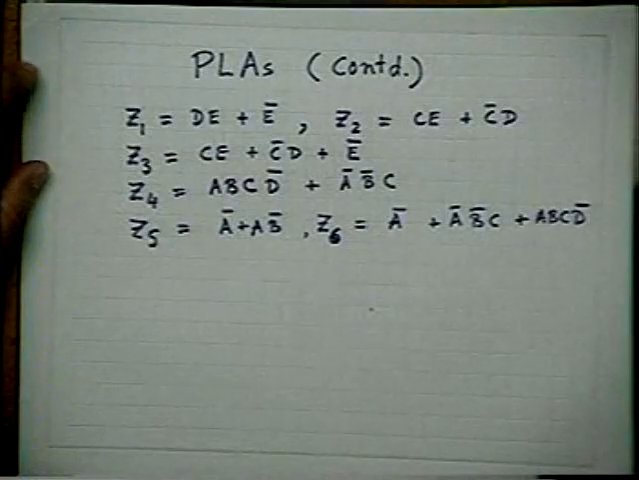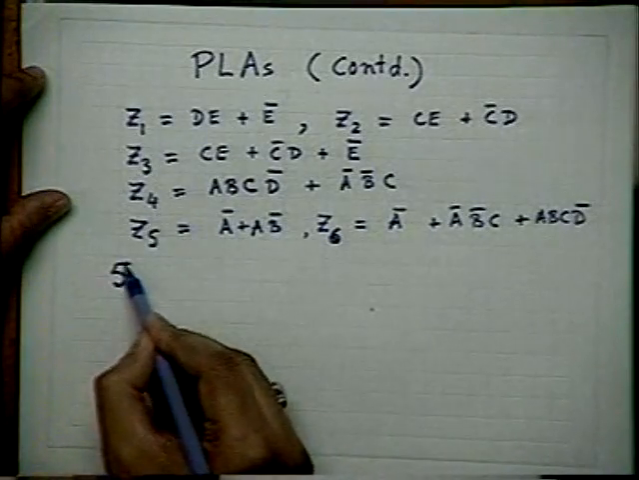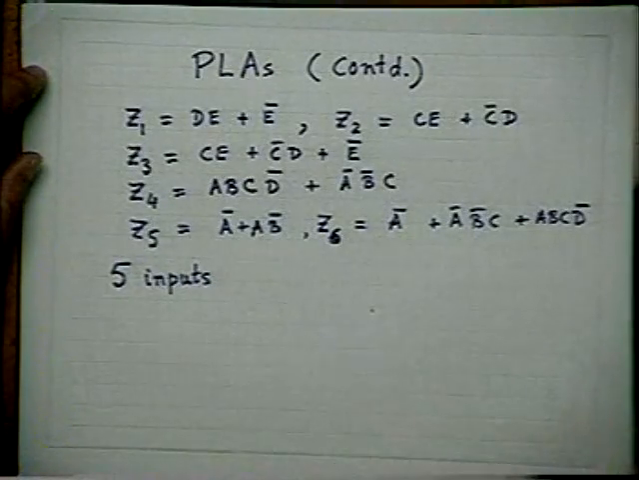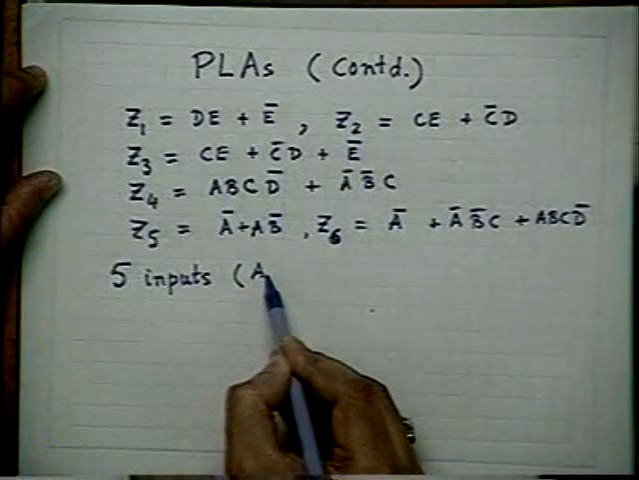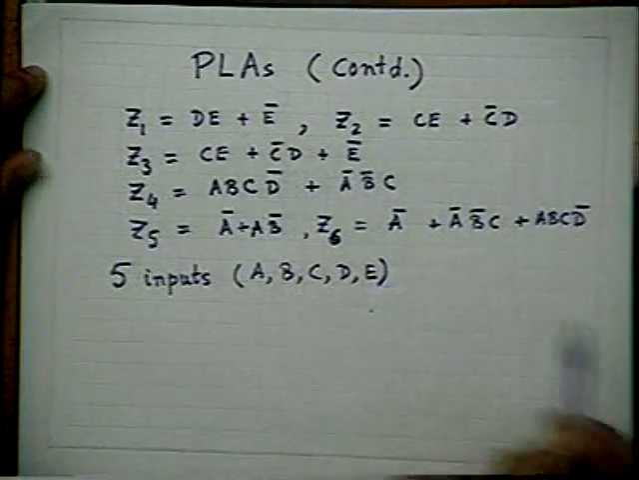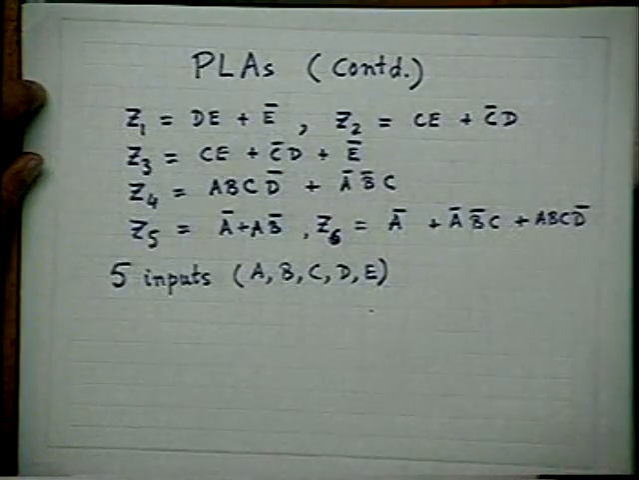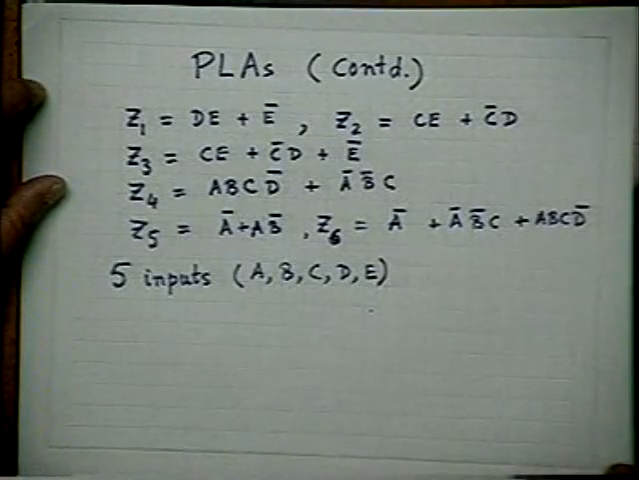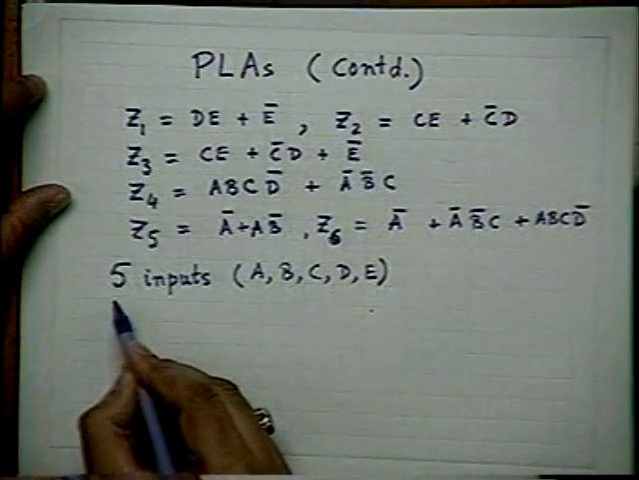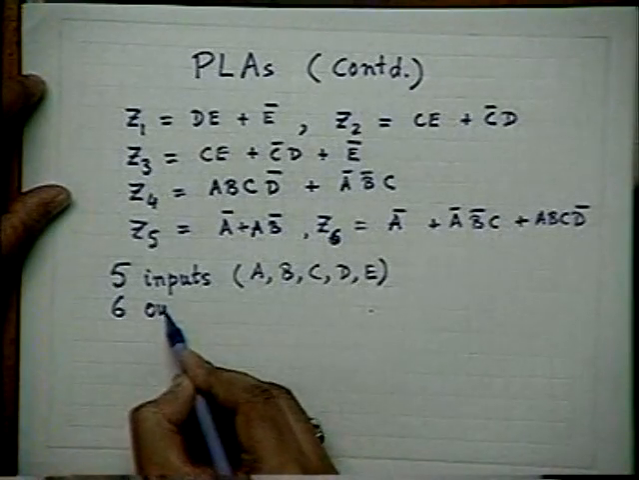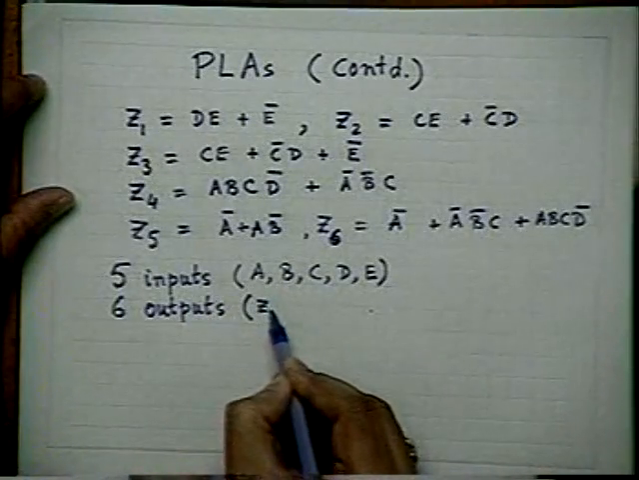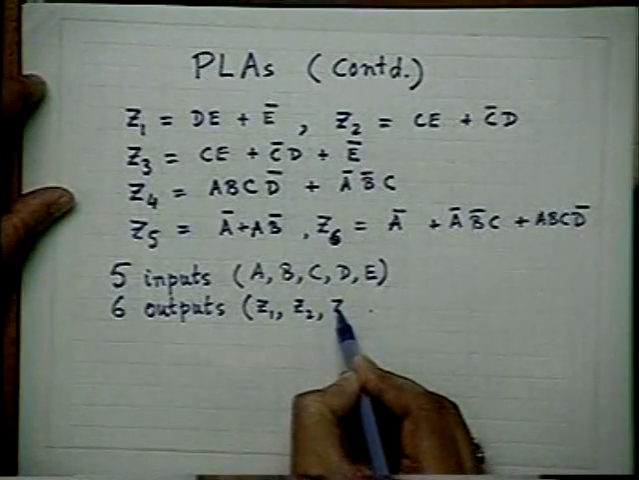There you see in this case there are 5 input variables, A, B, C, D, and E, and complements of some of them. It may not be that I have used the complements of all of them, but some of them are there. Then there are 6 outputs, Z1, Z2, Z3.